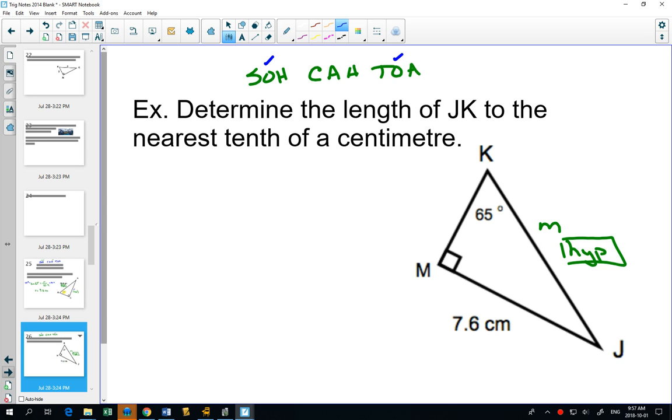Which one do I want to find? I want to find the hypotenuse. So it's telling me I need to use my sine ratio again. That's not to say that the other ratios won't solve for things, but the sine ratio will find it the quickest. So writing out my definition of sine, sine of 65 degrees is the opposite side, which is 7.6, divided by the hypotenuse, which is little m.